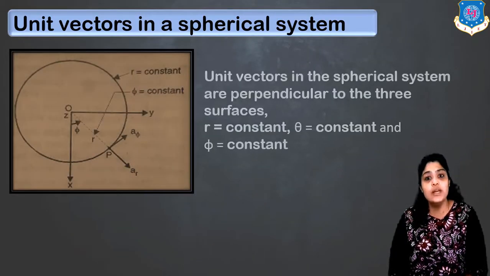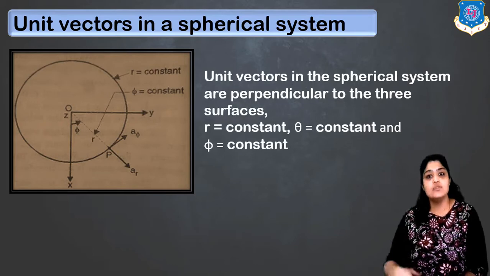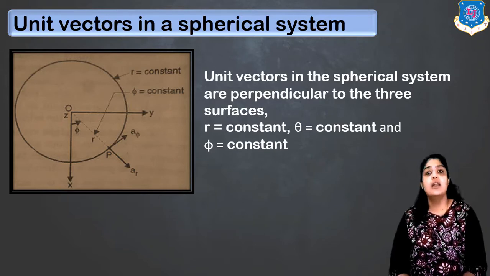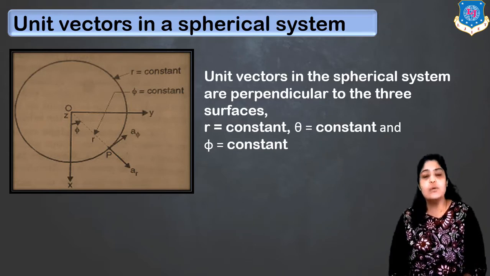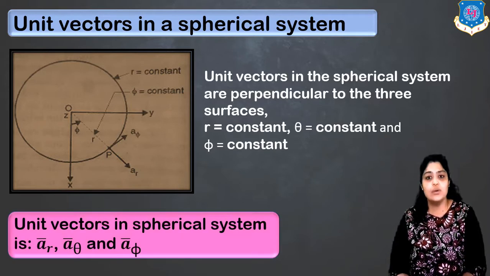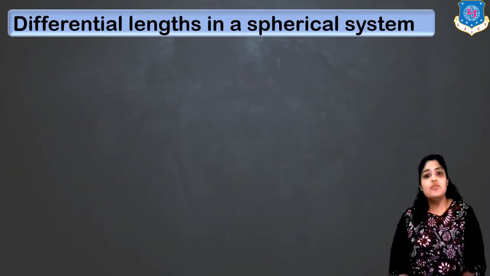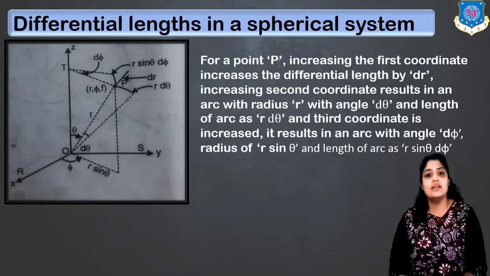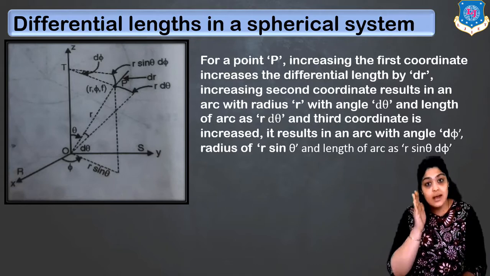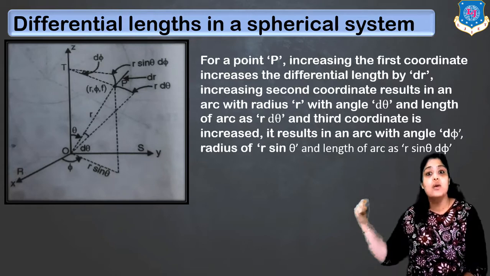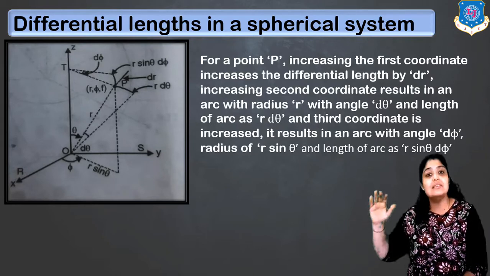Now let's see what the unit vectors in the spherical system are. So the unit vectors are a_r, a_phi and a_theta along the perpendicular surfaces, r equal to constant, theta equal to constant and phi equal to constant. So these are the unit vectors in a spherical system. Now let's move ahead and see what the differential lengths in a spherical system are. So here we have three coordinates. I have the coordinates r, theta and phi. So suppose my point P is represented as r, theta, phi.